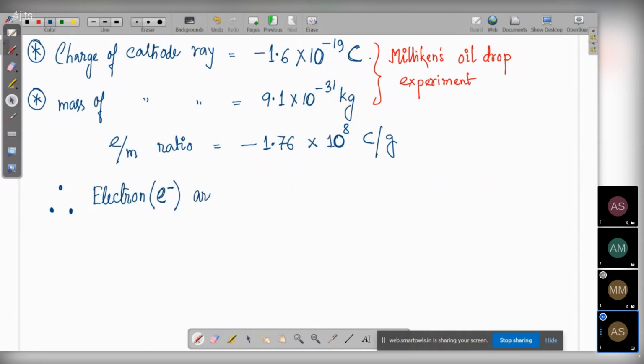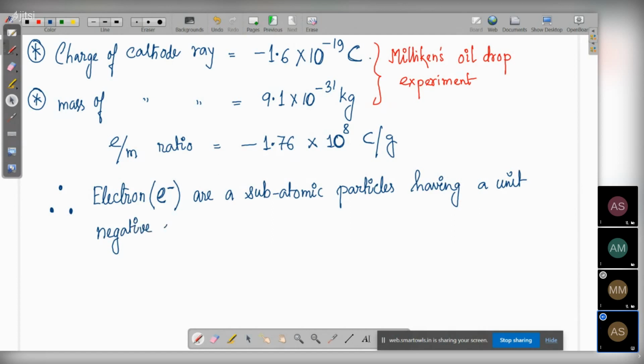Electrons are subatomic particles having a unit negative charge. And what is that? Minus 1.6 into 10 to the power of minus 19 coulomb. So this is the charge of electron.